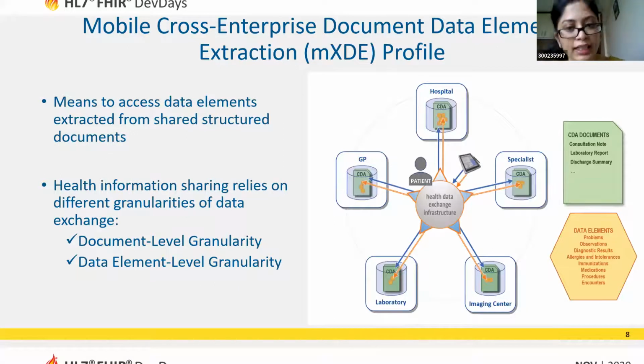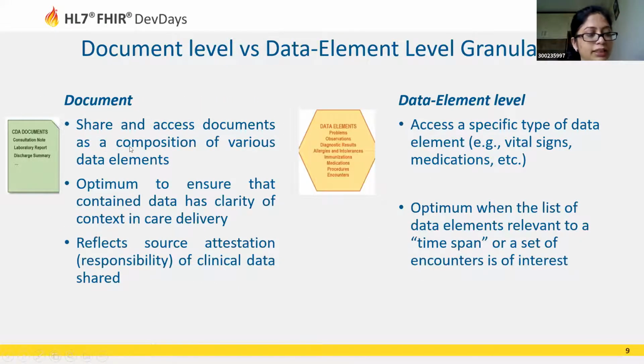So to summarize the difference between data and document level granularity: document level granularity is to share and access documents as a composition of various data elements, which could be attributed to a FHIR document. The other important characteristic the document level granularity provides is the context of the care delivery, similar to how we have in the XDS documents world. It also preserves the properties of attestation and the source by providing options with respect to signatures as defined in the different FHIR resources.